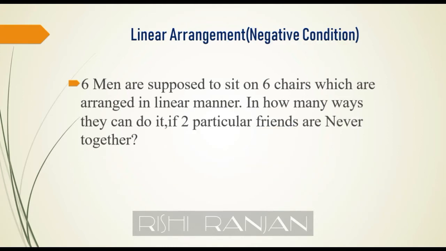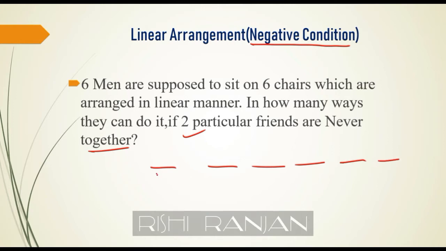Let's look at the next one. 6 men are supposed to sit on 6 chairs, which are arranged in the linear manner. In how many ways can they do it if two particular friends are never together? Now this question is of negative condition, when the one thing should not happen, must not happen. Now we can solve this in 2 ways. Either I can solve it manually.